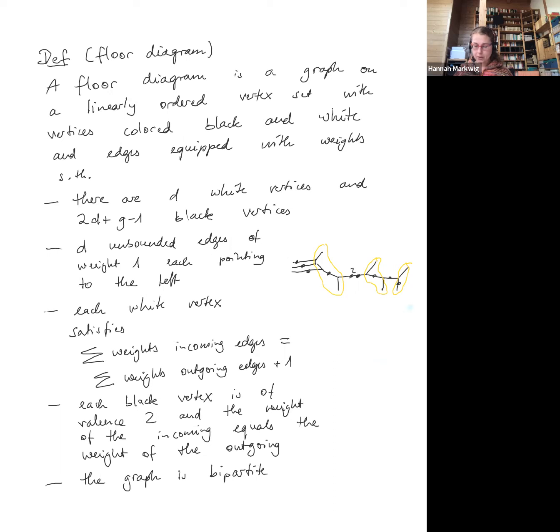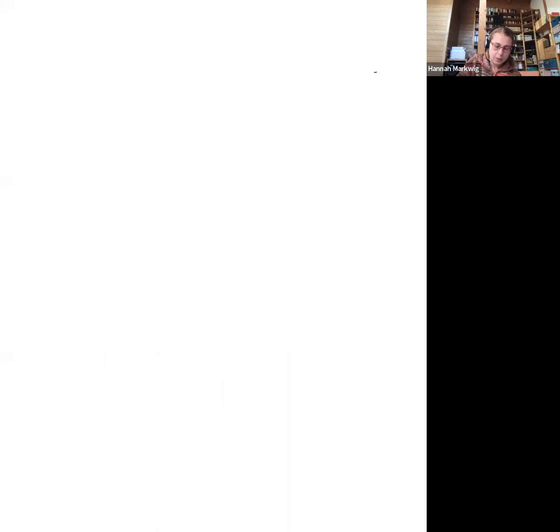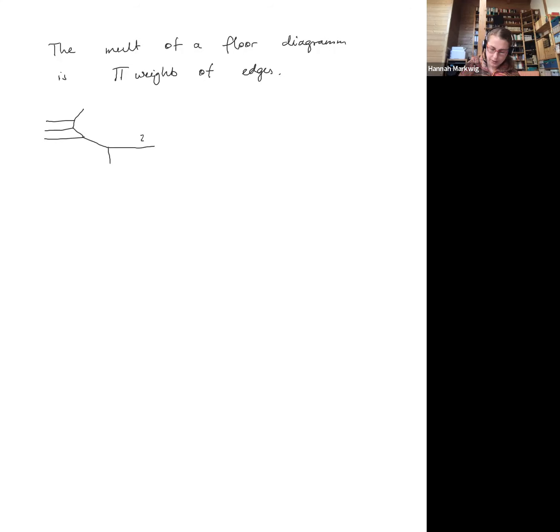So this is the definition of floor diagrams, and floor diagrams also have a multiplicity. Yeah, let me use a new slide. The multiplicity of a floor diagram is just the product of the weights of its edges. Now, in order to understand why this is the right idea, let me sketch one and the same picture again, because I think that picture is very helpful.